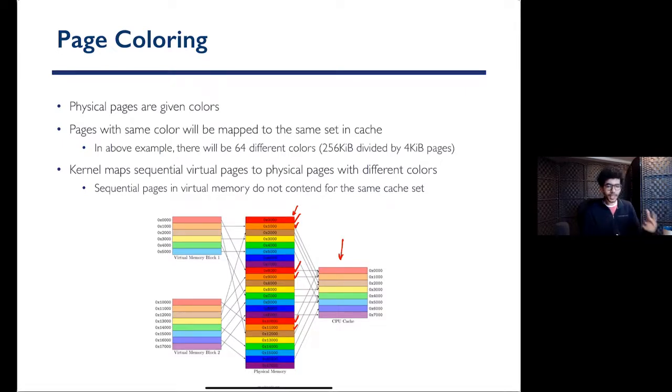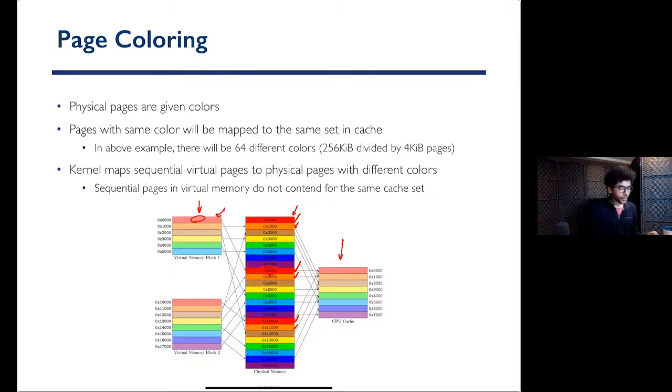Now, all I need is for the operating system to do the mapping. So when I am populating my page table, basically whenever I'm doing the mapping from virtual page number to physical page number, all I need to do is to make sure that I'm using all the colors. So whenever I map this virtual page to a particular physical page, I use the color for that physical page.